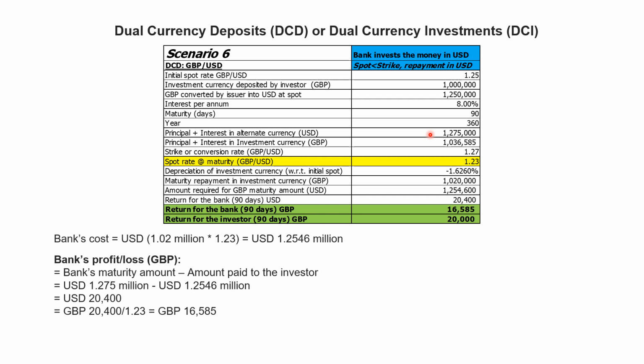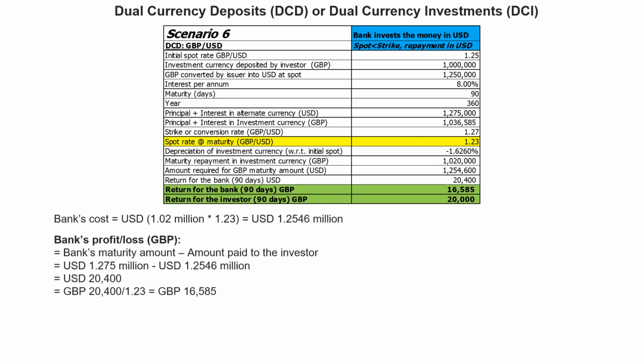The bank buys the USD equivalent of GBP 1.02 million required to pay the investor at the spot rate of 1.23. Therefore, the cost for the bank is USD 1.2546 million. The bank's profit is USD 1.275 million minus USD 1.2546 million, which is equal to USD 20,400. In GBP terms, this is going to be 20,400 divided by 1.23, which is GBP 16,585.